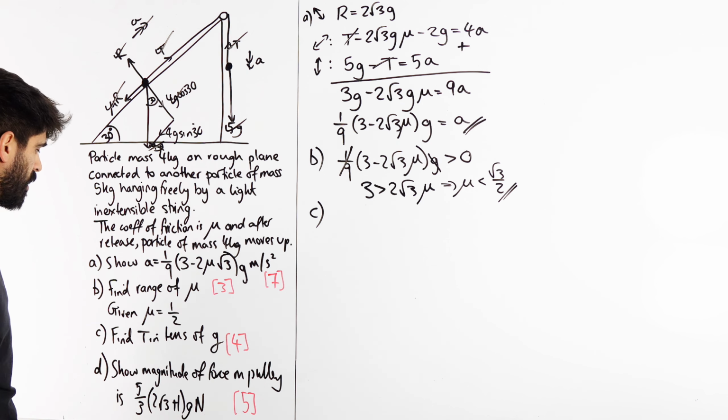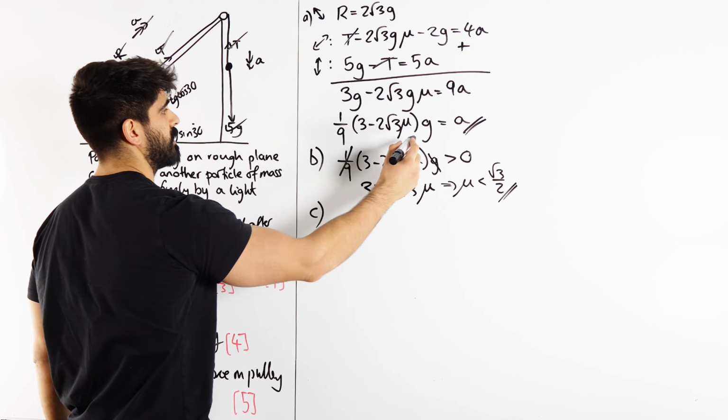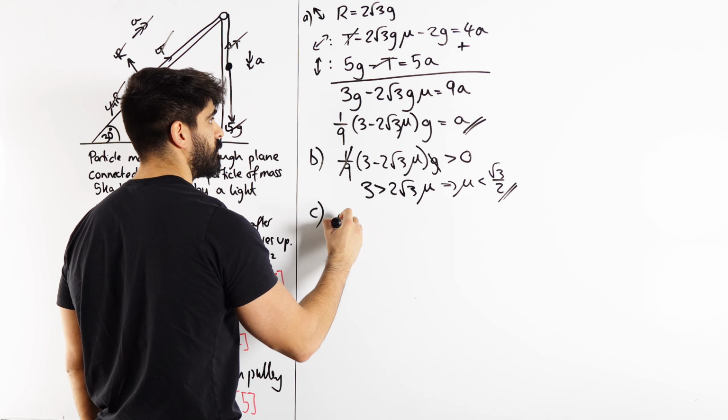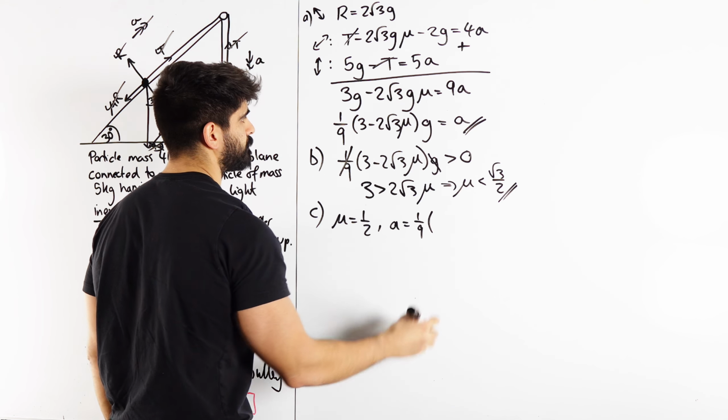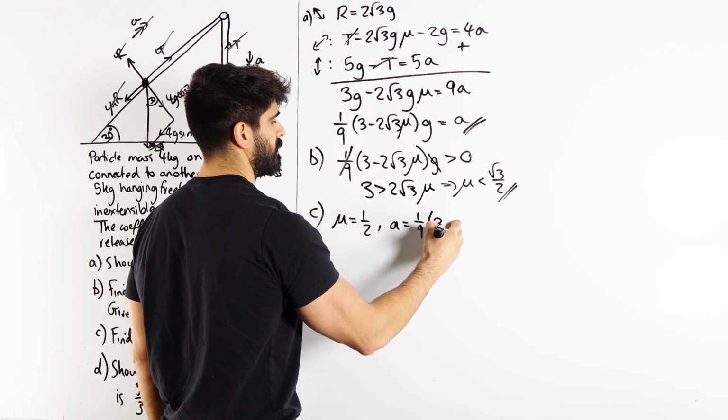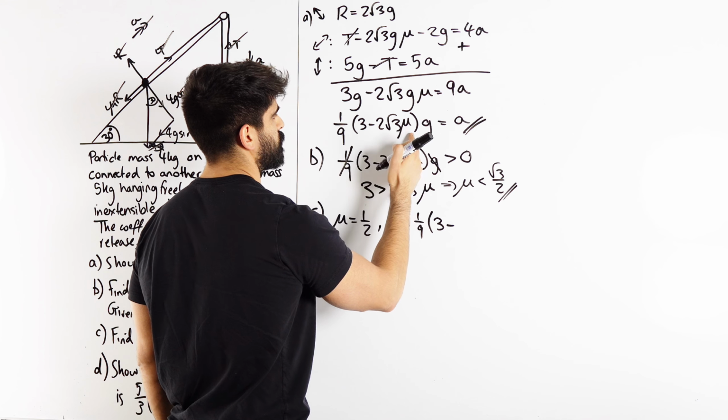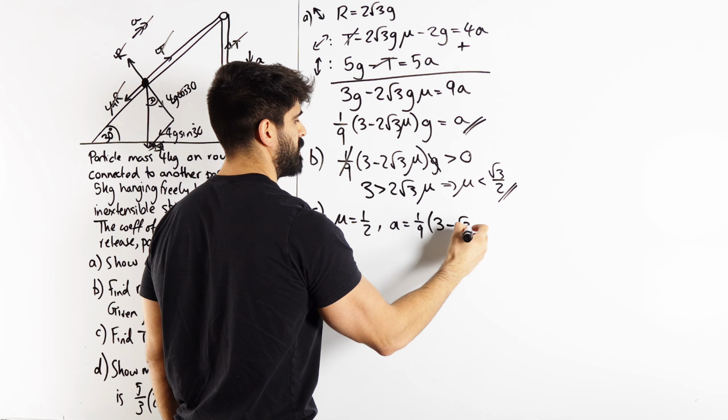Part 2. Given that mu is a half, find the tension in terms of g. So you can work out the acceleration now. So if mu is a half, a is 1/9 (3 minus...). Mu is a half, times 2 root 3 is root 3. So you just get 3 minus root 3, g.